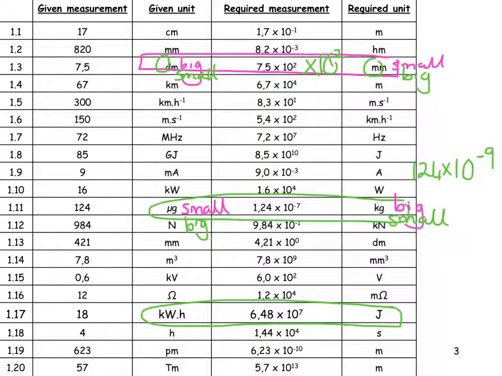So I would say 18 kilowatts multiplied by 1 hour is the same as 18,000 watts multiplied by 3,600 seconds. Because remember, a joule is a watt times a second. A joule is a watt times second, and I then land up with that number over there.